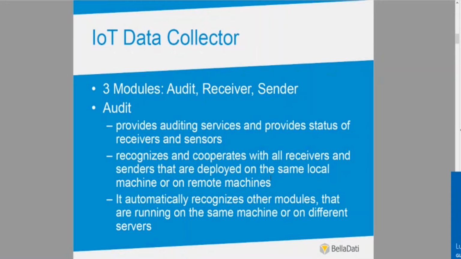Of course, you can operate BellaDati IoT data collector on one machine, but usually we are operating it as a cluster of services, and these modules are then managing the cluster as well. It automatically recognizes other modules that are running on the same machine or on a different server. It is using either the multicast approach, or you can, of course, manually set the list of machines which are available to the audit, and on these machines all the services are automatically recognized by the audit module.